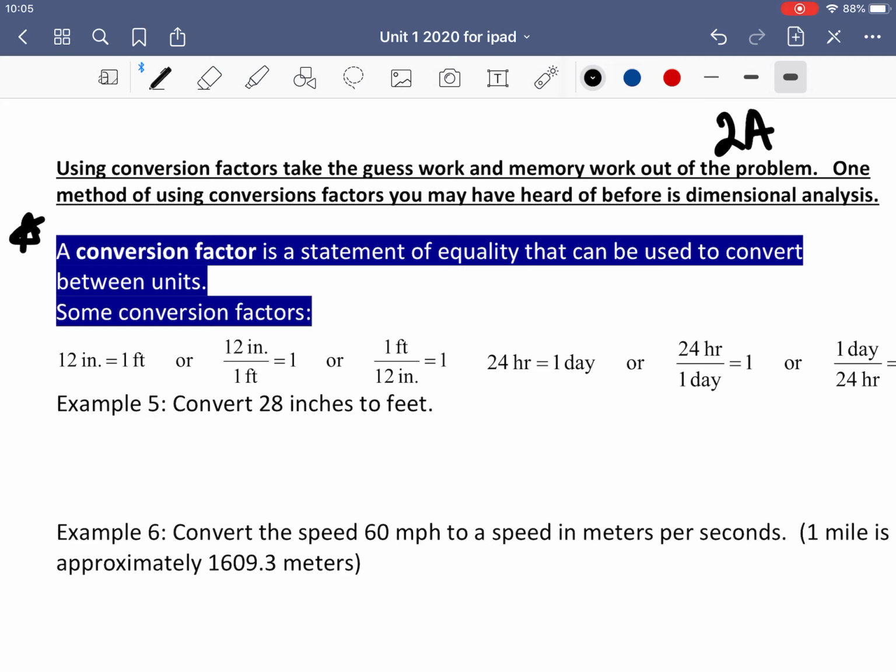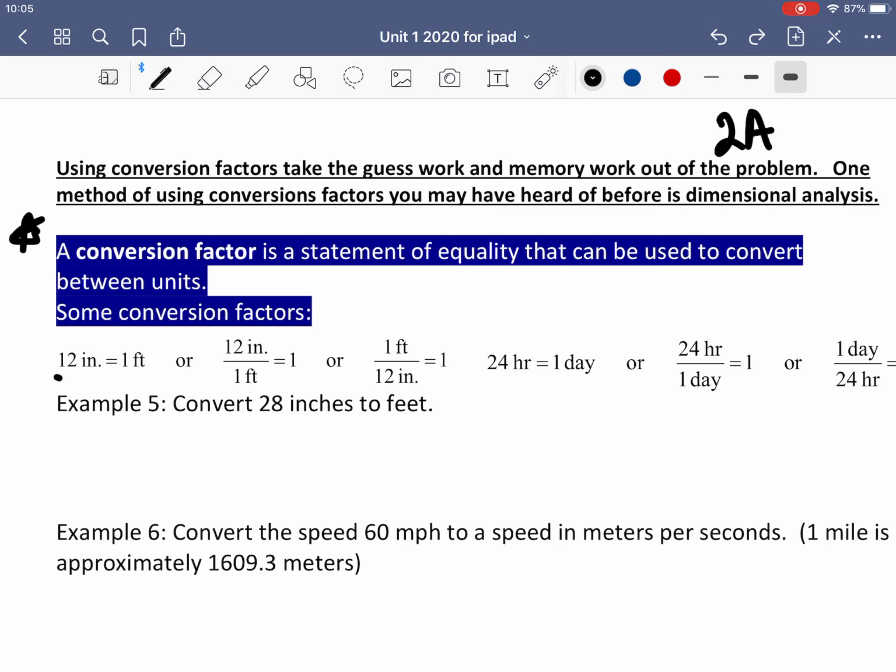So we said before we like to multiply by equivalent fractions equal to 1. Here's how we do that. For instance, I know that 12 inches is 1 foot, so I could use a conversion factor of 12 inches over 1 foot or 1 foot over 12 inches. I know that there are 24 hours in a day, so I could use the conversion factor 24 over 1 or 1 over 24. So from there, what dimensional analysis has me do is just multiply by fractions that are equivalent to 1.